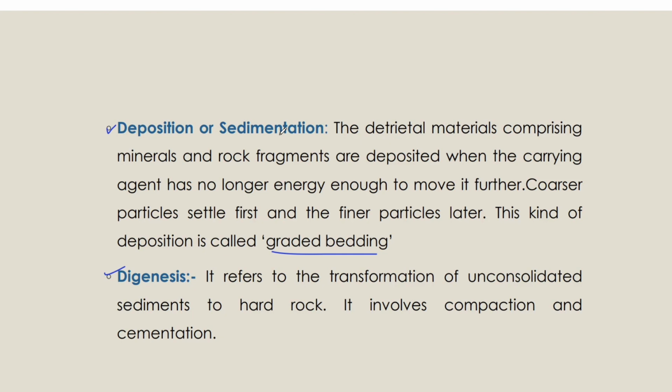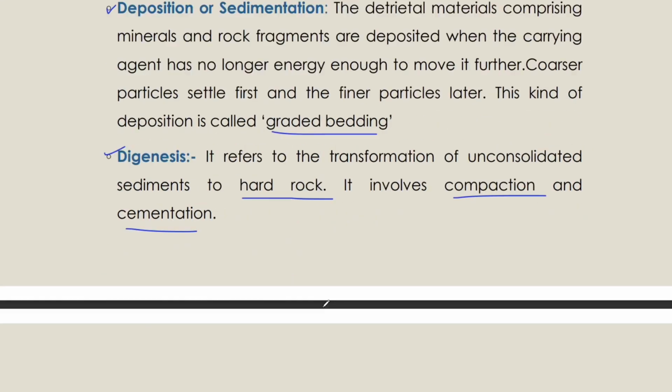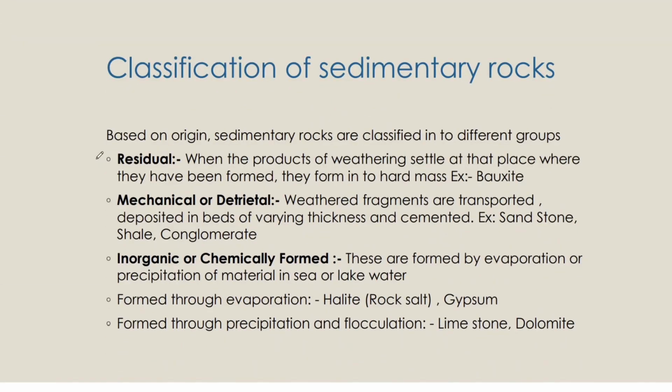After that we have diagenesis. In diagenesis, mainly the transformation of unconsolidated sediments to hard rock occurs. The materials that are transported are deposited in one place, then they are condensed. Mainly the cementing step occurs in diagenesis. So mainly it involves compaction and cementation. After that we have the classification of the sedimentary rocks. Mainly based on origin, sedimentary rocks can be classified in different groups: residual, mechanical or detrital, and inorganic or chemically formed.